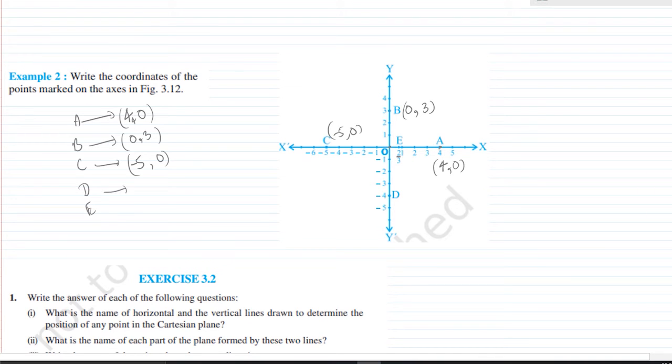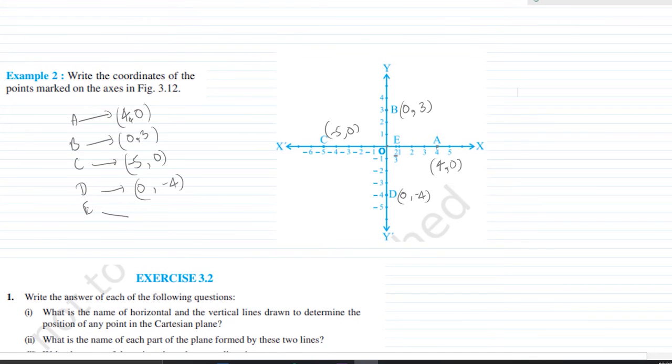Now where is our D? Same thing. It lies on the y-axis, so its x coordinate is 0 and y coordinate is -4. So the point D is (0, -4).